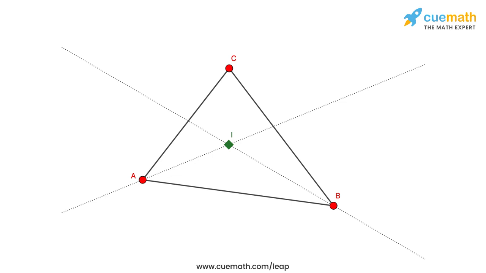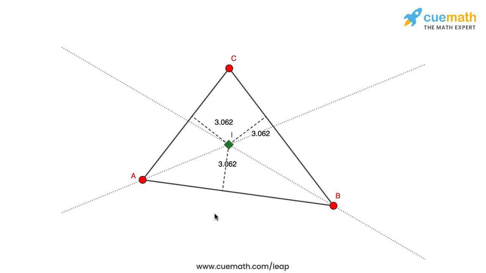Well, because it lies on the first angle bisector, on the angle bisector of angle A, it must be at the same distance from AC and AB, like we see here. And because it also lies on the second angle bisector, the angle bisector of angle B, it must be at the same distance from AB and BC. So we see that this point I is, we can see clearly, at the same distance from all the three sides of the triangle.